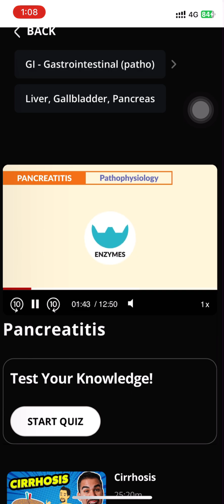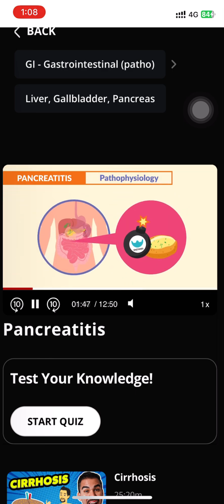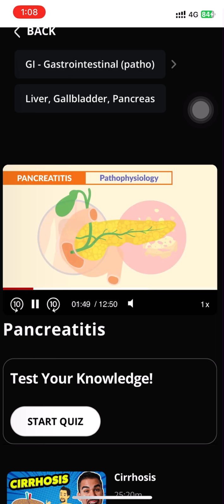Now, the enzymes are the key here. They are like ticking time bombs to break down and digest food. But when they're activated early inside the pancreas, they actually digest the pancreas.